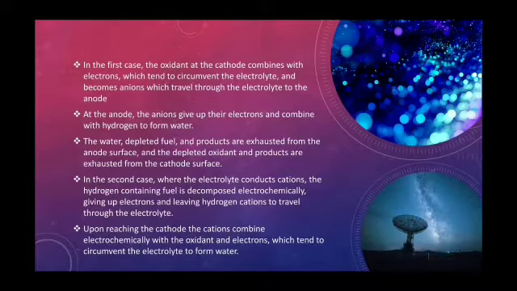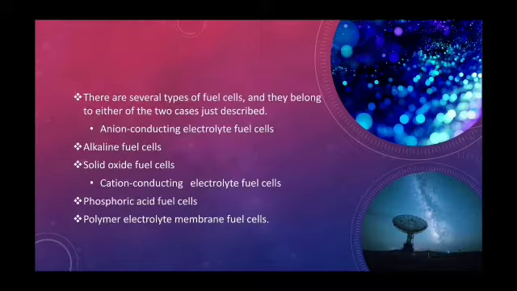This is the description of the schematic diagram I just talked about. There are several types of fuel cells, and they belong to either of the two cases just described. First, anion conducting electrolyte fuel cells, which are alkaline fuel cells and solid oxide fuel cells. Second, cation conducting electrolyte fuel cells, which are phosphoric acid fuel cells and polymer electrolyte membrane fuel cells.